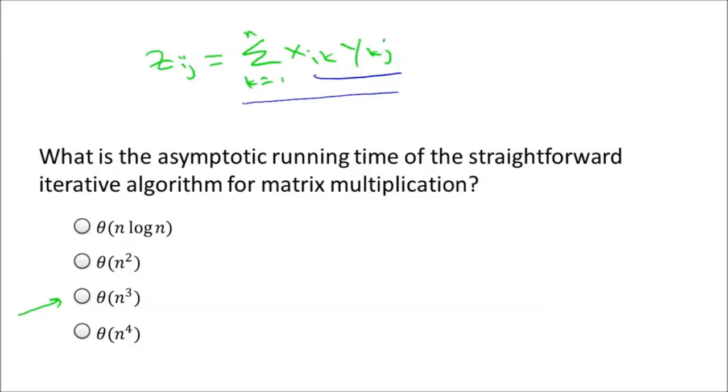So that's Theta of n time to compute a given z_ij, and there are n squared entries that we have to compute. There are n choices for i and n choices for j, so that gives us n squared times n, or cubic running time overall for the natural algorithm, which is really just a triple for loop that computes each entry of the output array separately using the dot product.